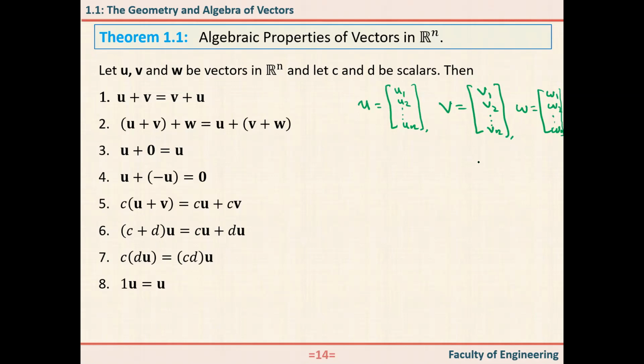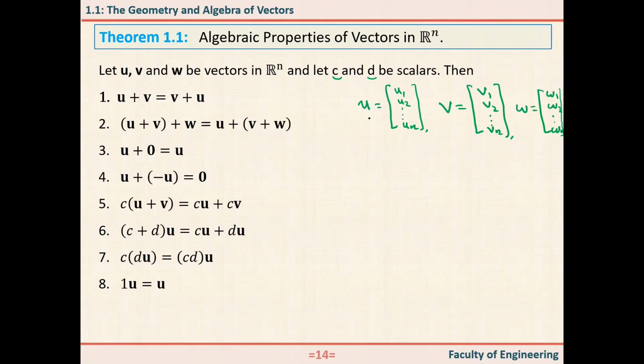It seems that they are easy, but they are really important. Throughout this course, we are going to use these properties a lot. It says that let c and d be scalars, which means these are just our real numbers. Then it says commutative over addition, that is u plus v equals v plus u. How do you prove that?